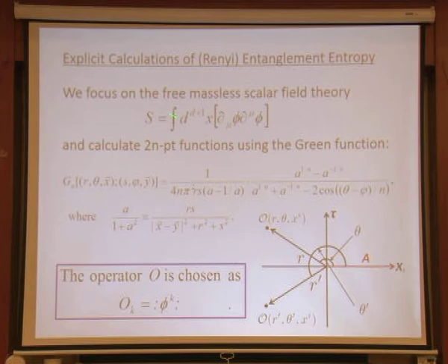So we focus on the free massless scalar field theory in D plus 1 dimensions, just the massless scalar field theory Lagrangian. And we compute this Green function, just the two-point function. Then we get this kind of result. One way to get this result is to sum over n different mirror copies of the source. We can just sum over these different sheets, and in the end we get this kind of formula. It looks a little bit complicated, but we can still easily handle this.